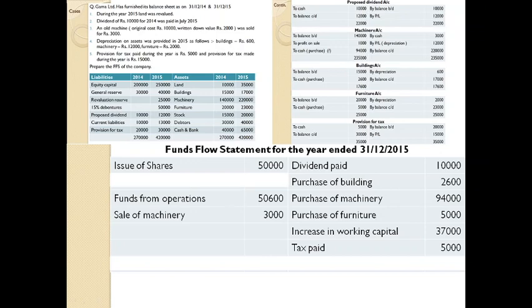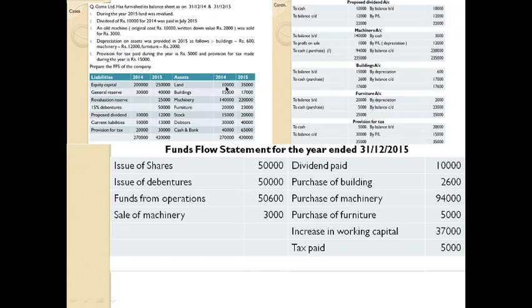No, we haven't prepared it. So the difference is, at the beginning there was nothing, and by the end there was 50,000. That means the liability has increased during the year. Whenever liability increases, there is a source of fund. So issue of debentures 50,000. Proposed dividend we have dealt with. Current liabilities is already recorded. Provision for tax also completed.